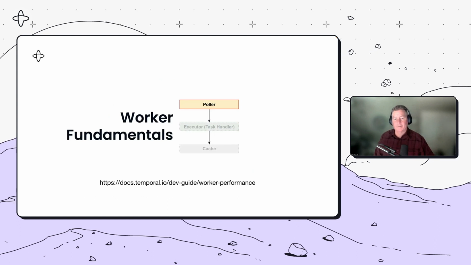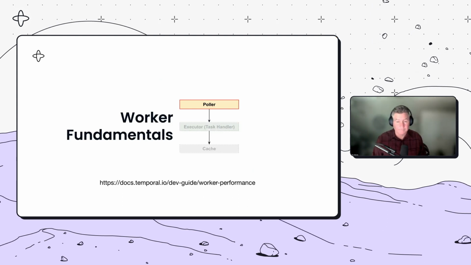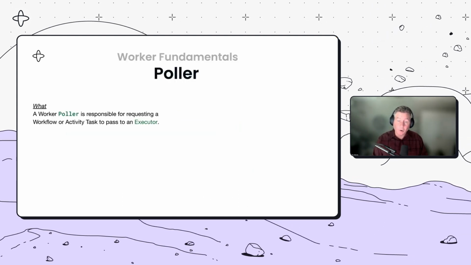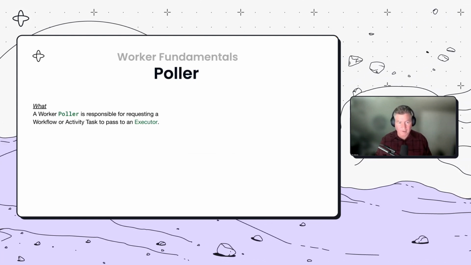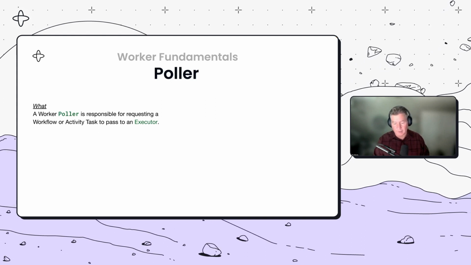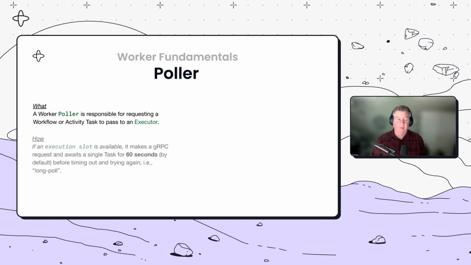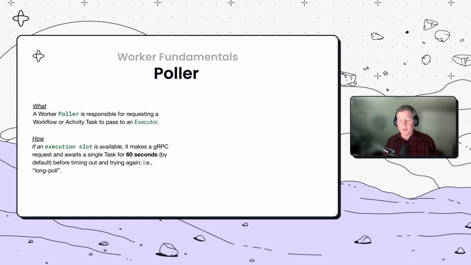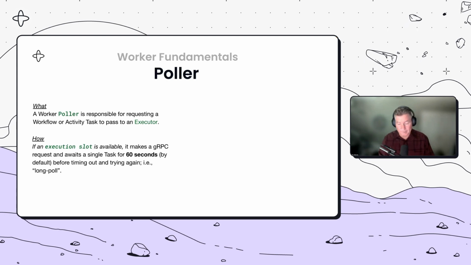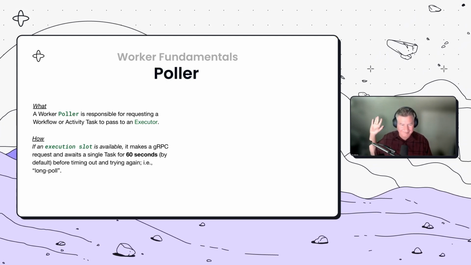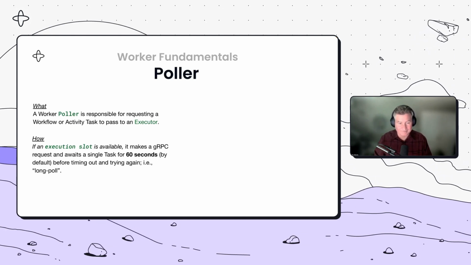Okay. So we've talked about the executor, we've talked about the cache. Now let's talk about the poller. A worker poller is simply requesting either a workflow or an activity task in order to pass over to the executor based on the type for processing. It's that simple. But how does it do it? Well, it's going to say, do I have any execution slots available? An execution slot is simply saying, hey, I can do work. If the answer is 0 when it asks, it's not going to make a poll request.